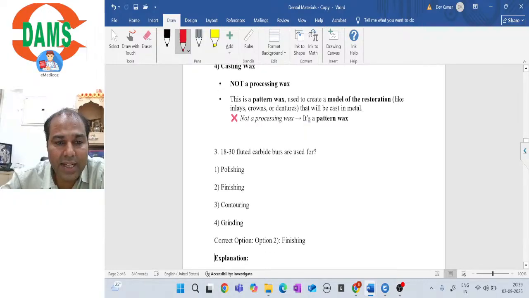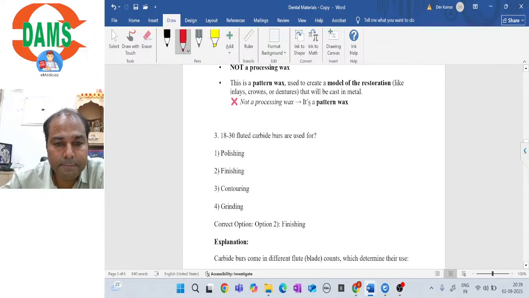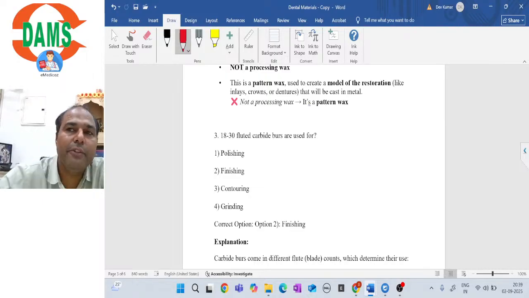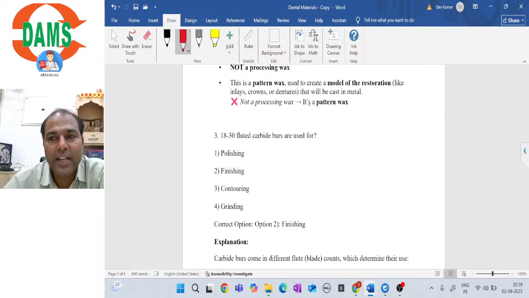Remember one thing, ideally the wax pattern of the inlay wax should be immediately invested after formation. Why? Because there is release of the stresses, there might be deformation, and if you are not able to invest it immediately, then you should at least keep it in the refrigerator.